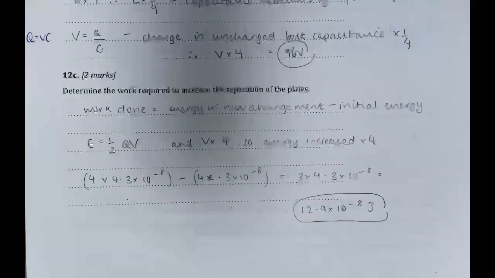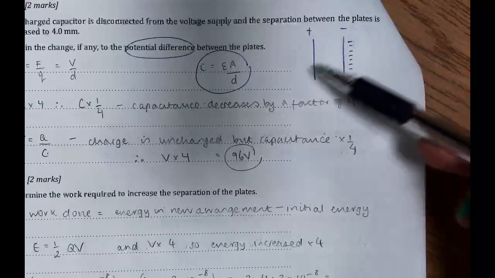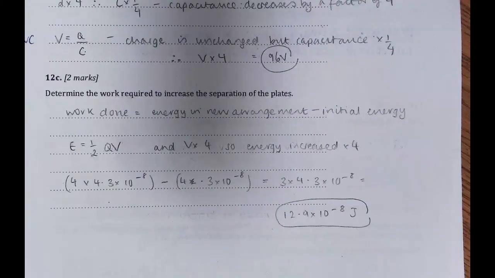And then it says, determine the work required to increase the separation of the plates. Okay, so we know that there had to have been energy put in order to allow these charges to build up on this plate if the plate is now further away from the positive plate. So the work done is going to be the new total energy minus whatever energy we already had. So we got our initial energy in part A. We need to find the energy in our new arrangement.